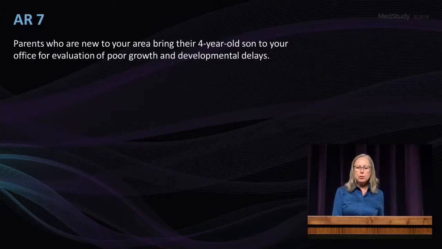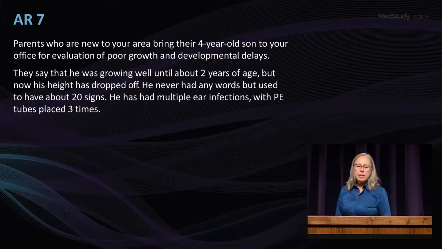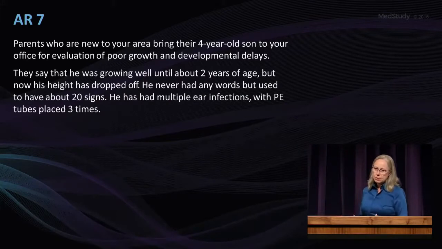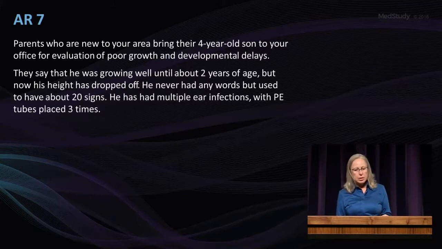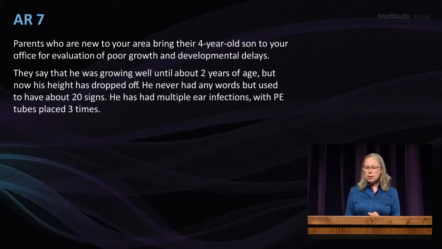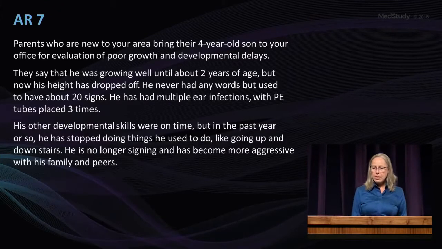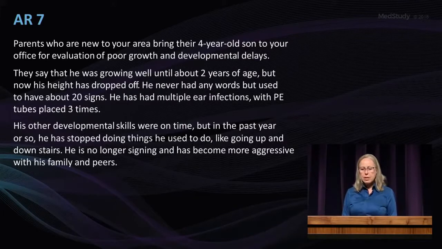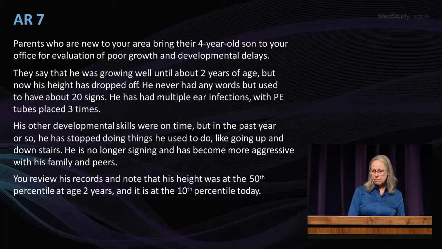All right, parents who are new to your area bring their 4-year-old son to your office for evaluation of poor growth and developmental delays. They say that he was growing well until about 2, and now his height has dropped off. He's never had any words, but used to have about 20 signs. He's had multiple ear infections, and he's had PE tubes placed 3 times. His other developmental skills were on time, but in the past year or so, he stopped doing things he used to, like going up and down stairs. He's no longer signing, and he's become more aggressive with his family and peers.